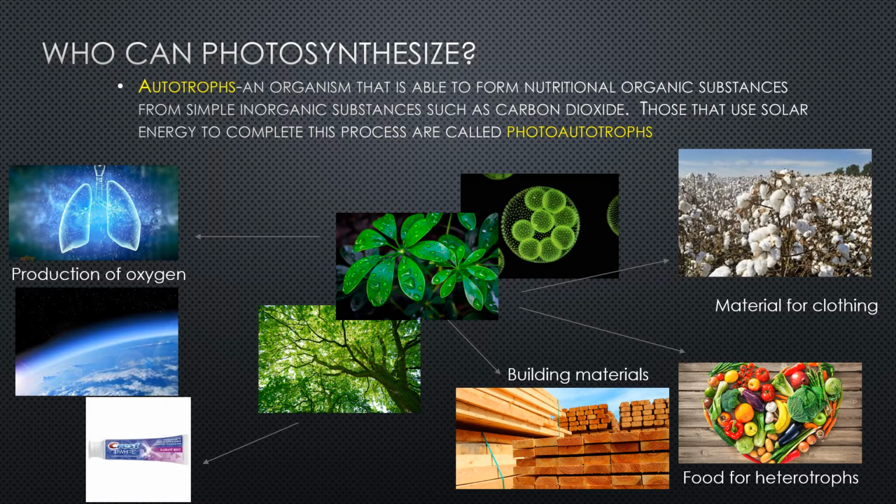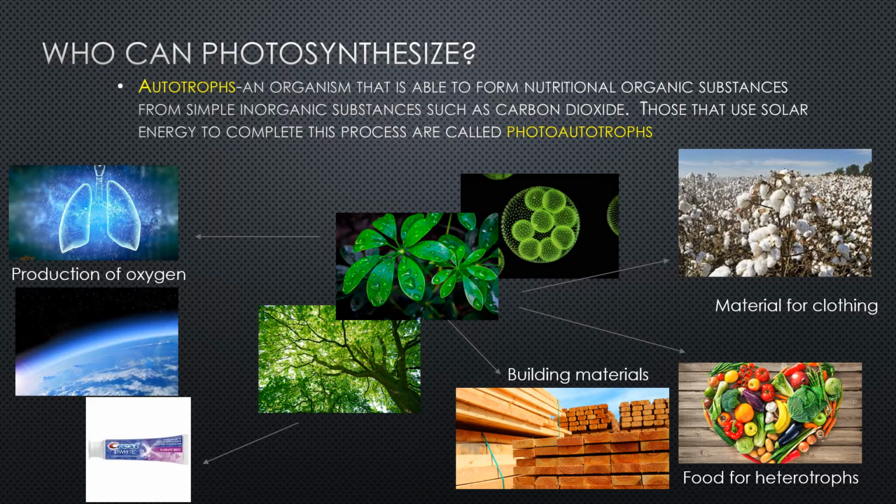So just examples here, food is the obvious one, and on this slide I've said food for heterotrophs. Hetero meaning outside of yourself. Heterotrophs would be those of us who ingest food. We obviously can't make our own food, so we eat plants and we eat animals, so those are heterotrophs. So our autotrophs produce food for the heterotrophs.